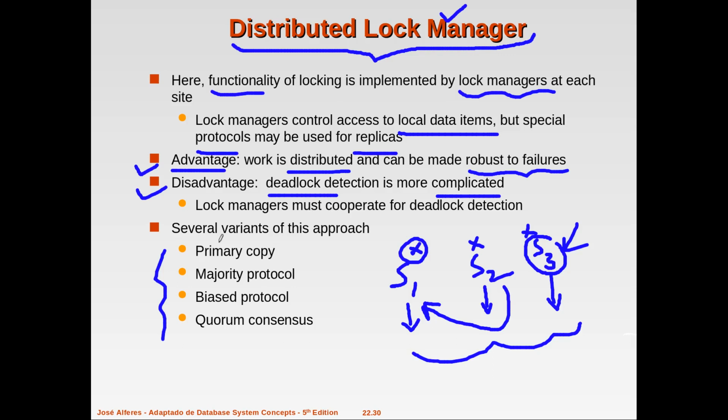Now we will discuss various approaches that are part of the distributed lock manager itself, but manage data items with replicas. So the special protocols used for handling replicas in the case of a distributed lock manager, we will discuss one by one. There are mainly four categories. One is the primary copy approach, the second is the majority protocol approach, the third is the biased protocol approach, and the fourth is the quorum consensus approach. We will see them one by one.